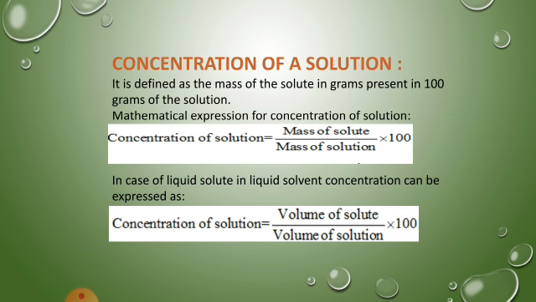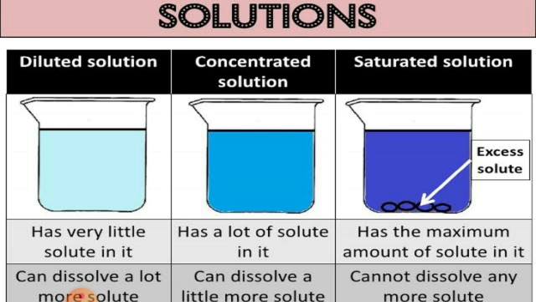The next one, concentration of a solution. It is defined as the mass of the solute in grams present in 100 grams of the solution. Mathematically, concentration of solution is equal to mass of solute divided by mass of solution, into 100. In case of a liquid solute in a liquid solvent, concentration can be expressed as concentration of solution is equal to volume of solute divided by volume of solution, into 100. Now all are able to understand these concentrations? Okay.